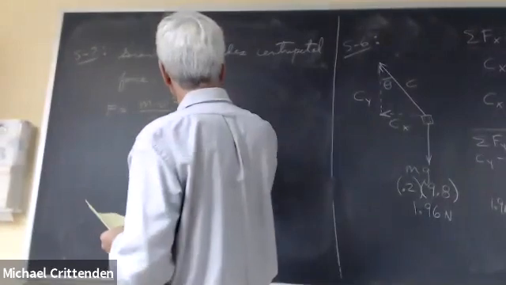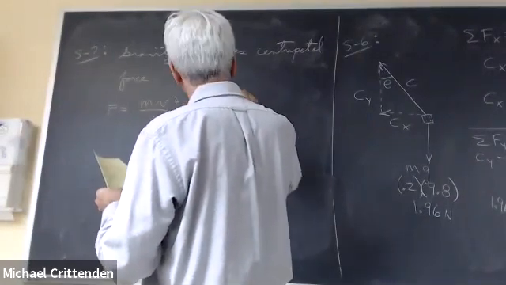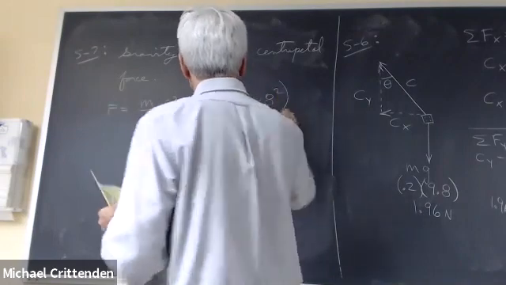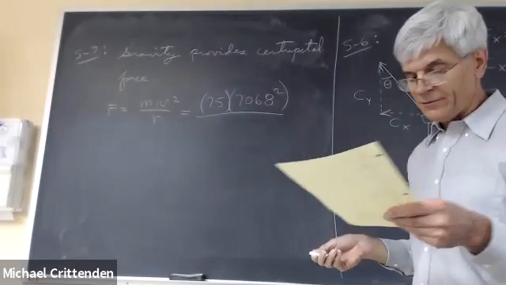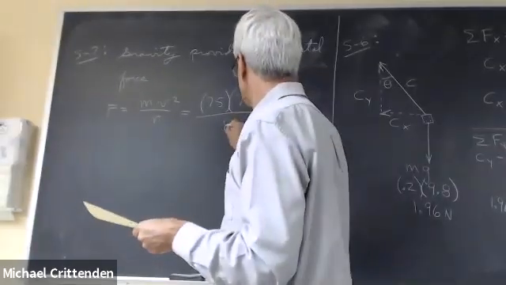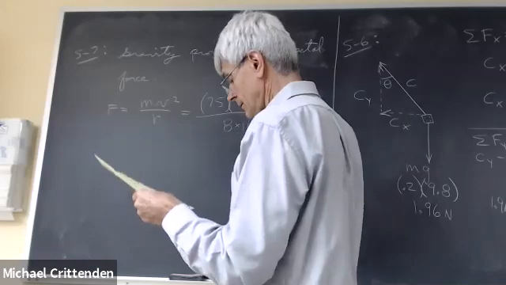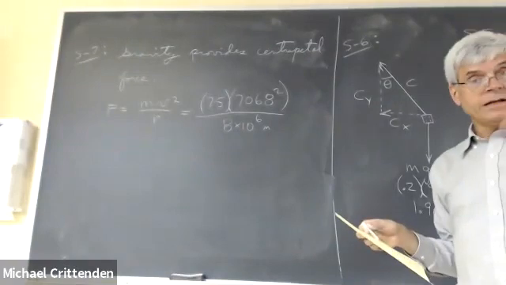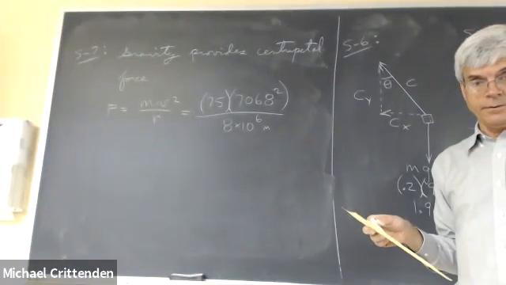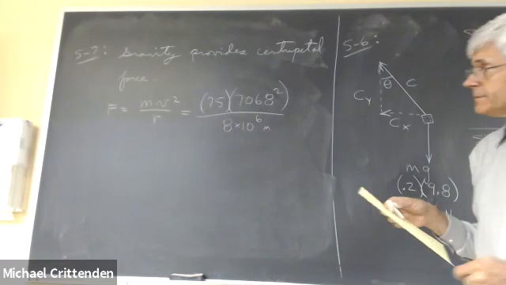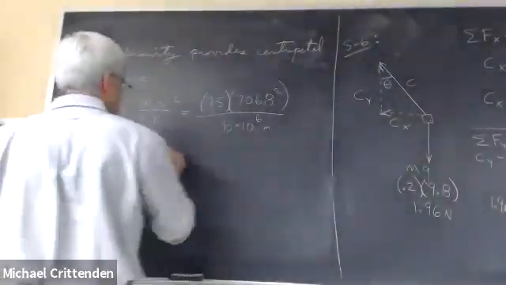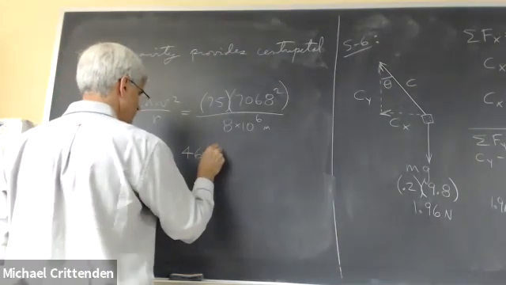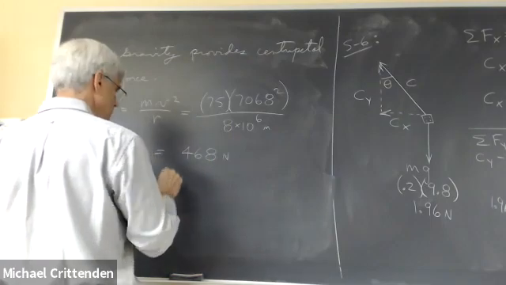Astronaut's mass, 75 kilograms. Speed given in the question goes in for v. 8 million meters. That would be the radius to the center of the Earth, not the altitude above the surface. Add it up, 468 newtons.